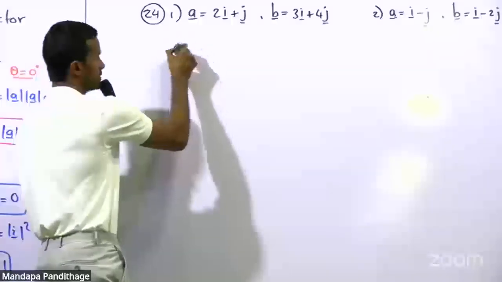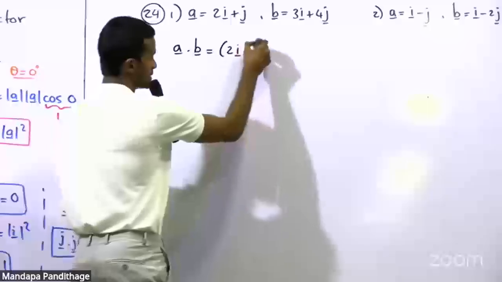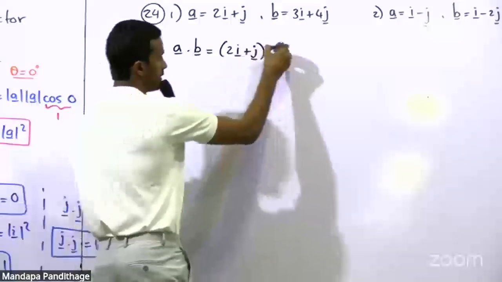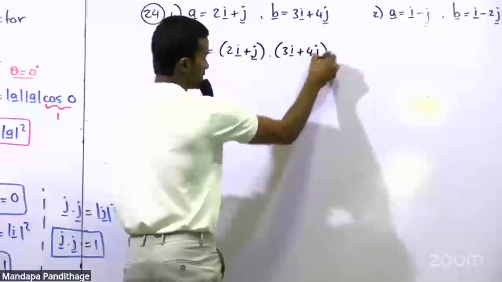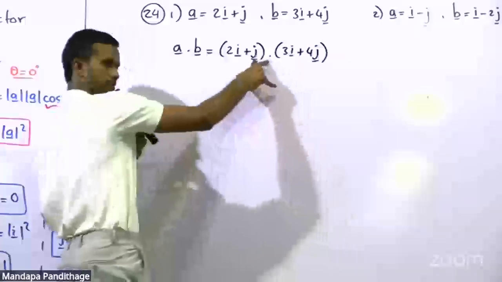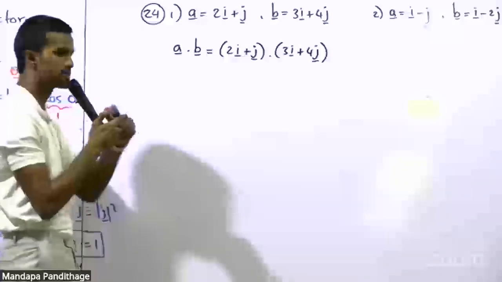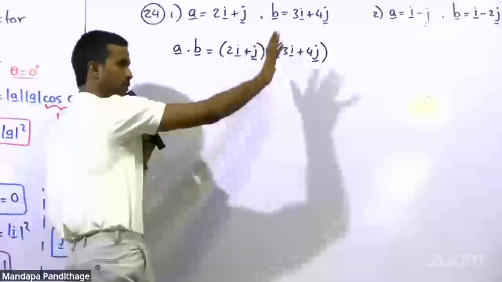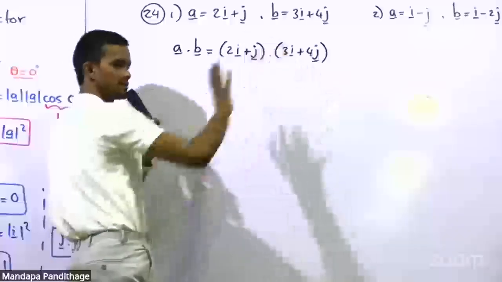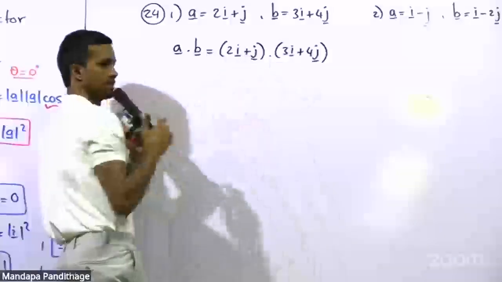A dot B. So what is A dot B? We have 2i plus j dot 3i plus 4j. So this dot product is for vectors, because when we have two scalars, we don't consider the dot product. Even though it's a cross product or dot product, 2 into 3 is 6.